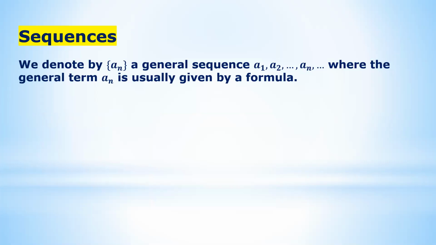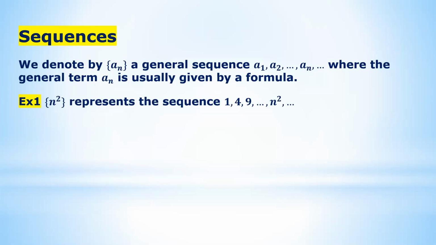Suppose we have a sequence of real numbers: A1, A2, to An. The general term An is normally given by a formula, like An equals n squared, which denotes a sequence like 1, 4, 9. n squared is a perfect square sequence. That's one of the examples.